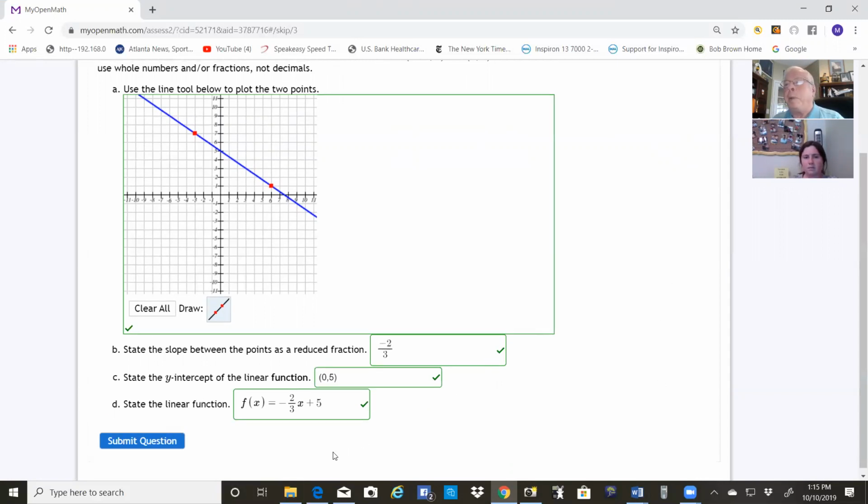By the way, there's another problem in here in which if you put 0 and 5, it would count it wrong, and you'd have to go back in and put 5. So this app is not always consistent.